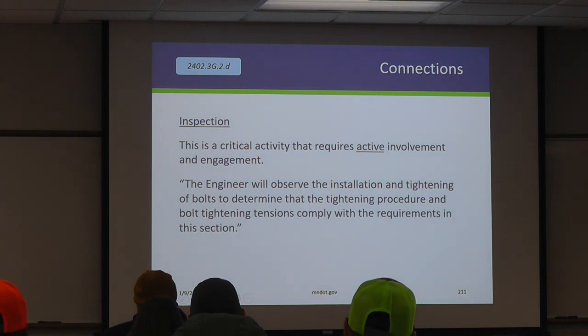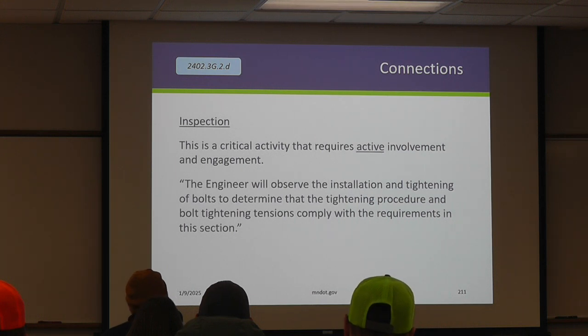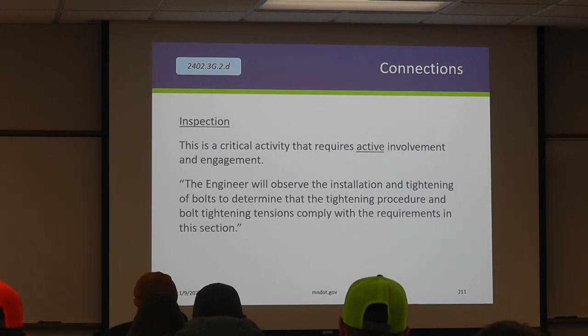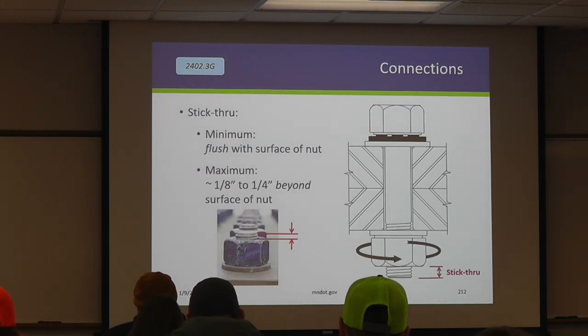So inspection criteria, again, an active involvement, right? We're gonna observe installation and tightening, don't have to be in the basket necessarily with them. Then we gotta verify that it's been completed appropriately. So what does verification look like? The first thing, checking the stick through.